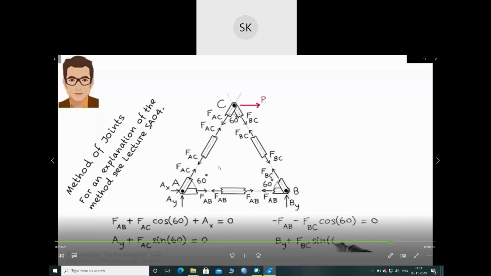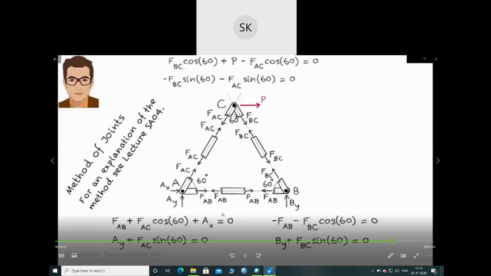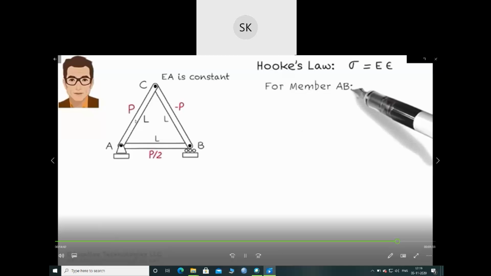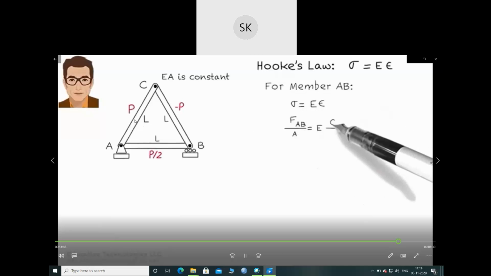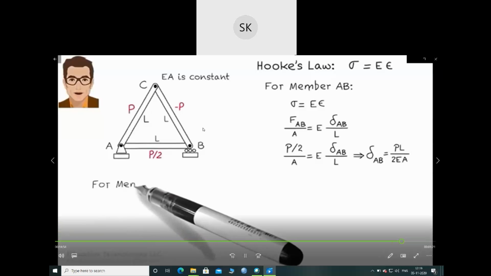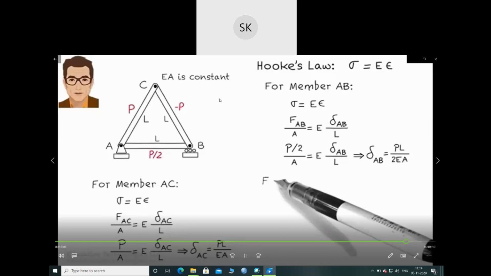They briefly showed the member forces in various members. These are the member forces. You can use these member forces to find the internal energy. Here is the elongation of member AB. Here is the elongation of member AC, using Hooke's law. Here is the elongation of member BC.